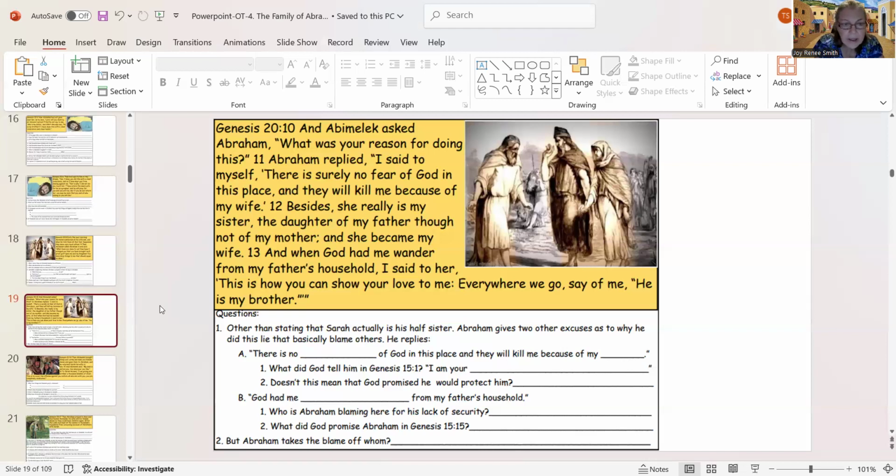So B, God had me wander from my father's household. Who is Abraham blaming here for his lack of security? God. What did God promise Abraham in Genesis 15:15? God promised Abraham he would have peace until he dies, so he didn't have to worry about war. But Abraham takes the blame off whom? Sarah. He does not blame Sarah for following his instructions. That's one good thing, at least.